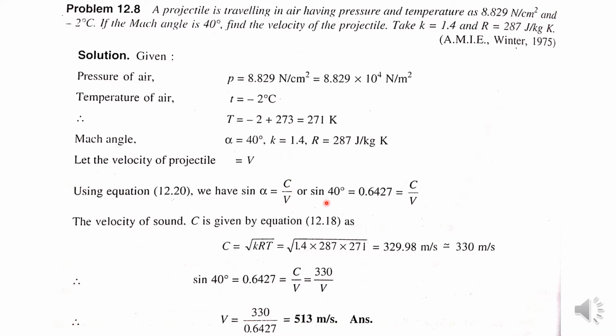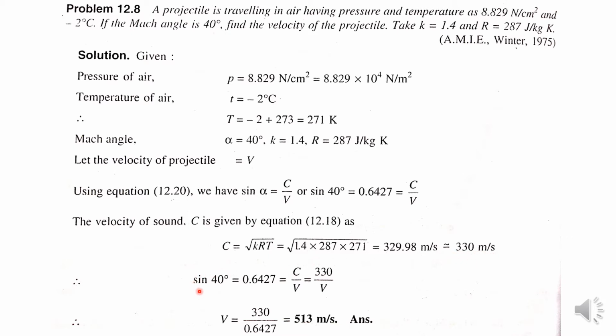Sine 40 degrees is 0.6427, which equals C by V. Already we know the formula: the velocity of sound C is given by root of k into R into T. All these values are given, and T we have calculated. So C is 329.98 meters per second, approximately 330 meters per second.